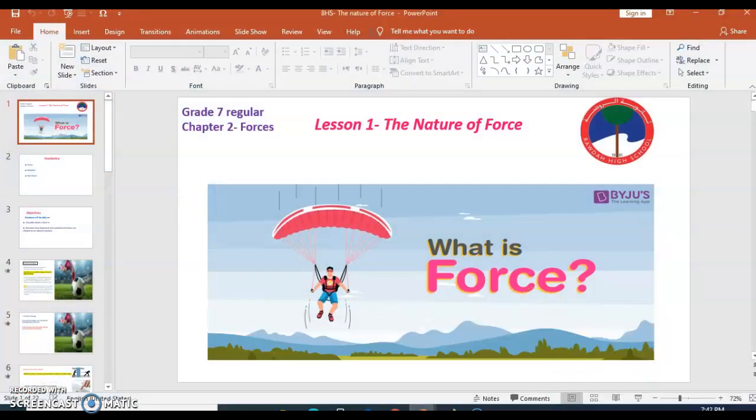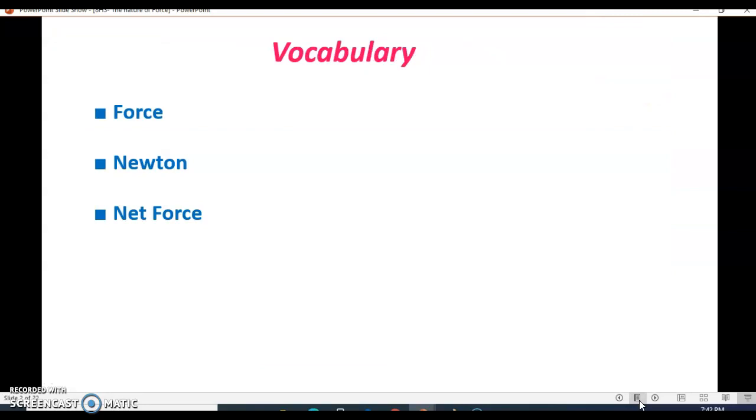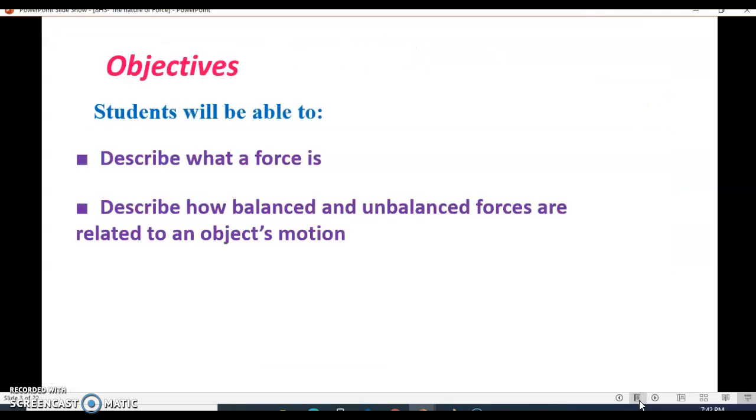What is force? Vocabulary: force, Newton, net force. Objective: students will be able to describe what a force is, and describe how balanced and unbalanced forces are related to an object's motion.